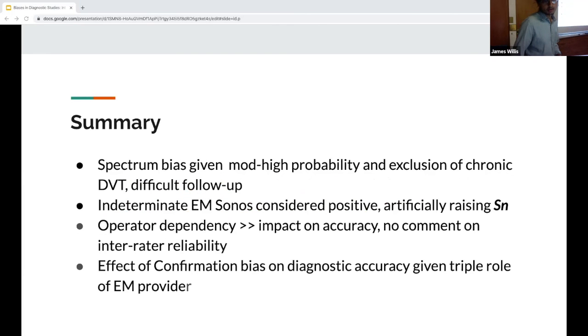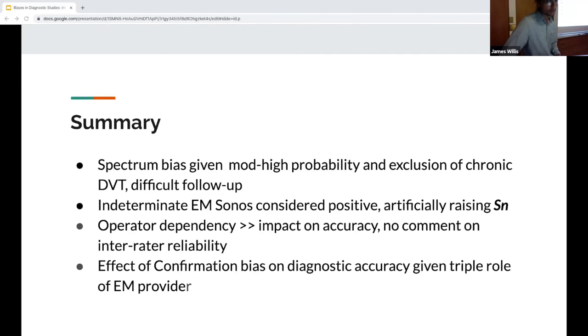So in summary, there is spectrum bias present with this paper. Your intermediate sonograms arbitrarily raise the sensitivity of the bedside findings. And there's a pretty huge operator dependency impact on accuracy. There's no real comment on reliability, so it's not like you have the same patient being scanned by different PGY levels, confirmed later. And I think the whole idea of having one person decide the pretest probability, do the scan, and interpret the scan is kind of sketchy, just because you're going to bring your own bias to the scan itself.